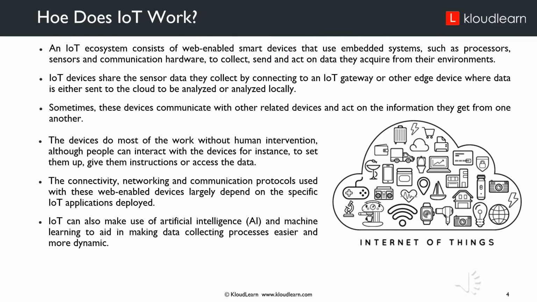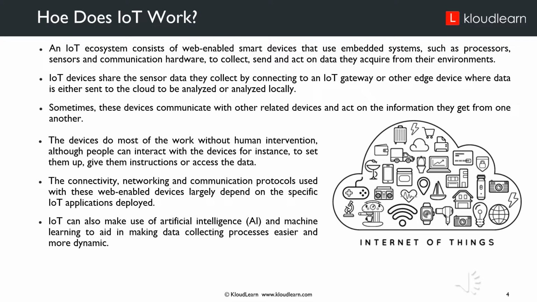How does IoT work? An IoT ecosystem consists of web enabled smart devices that use embedded systems such as processors, sensors, and communication hardware to collect, send, and act on data they acquire from their environments. IoT devices share the sensor data they collect by connecting to an IoT gateway or other edge device where data is either sent to the cloud or analyzed locally.